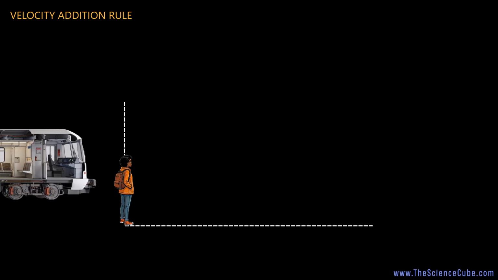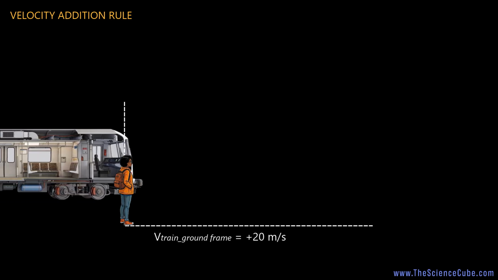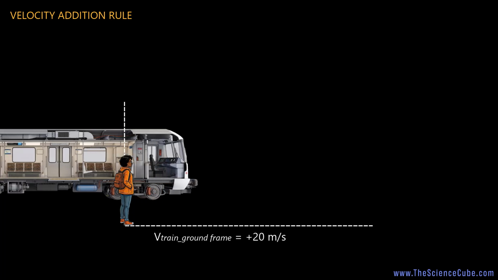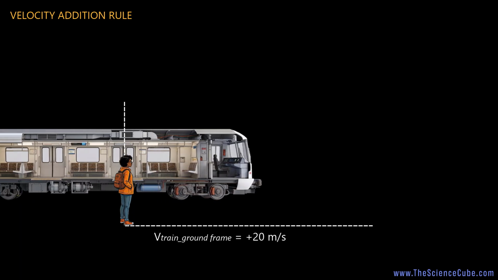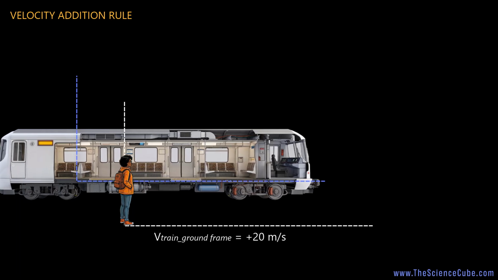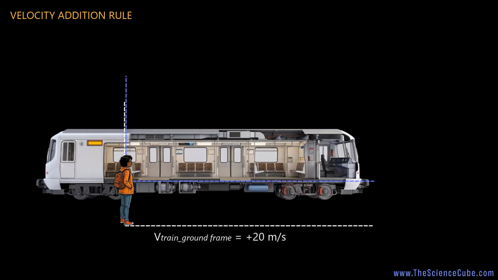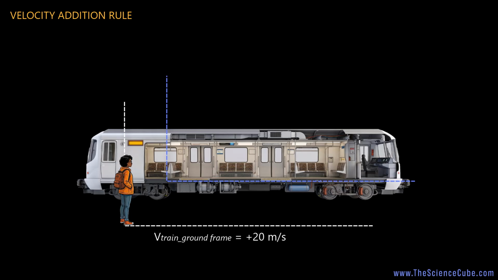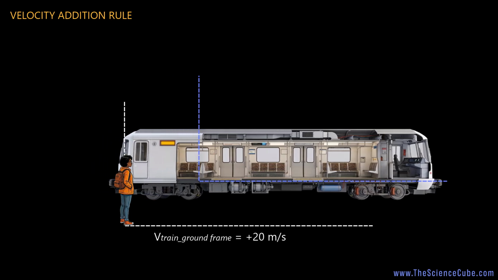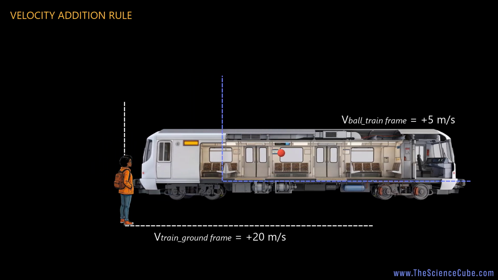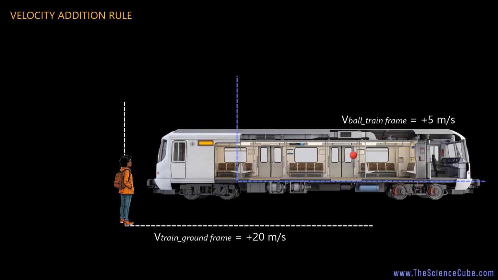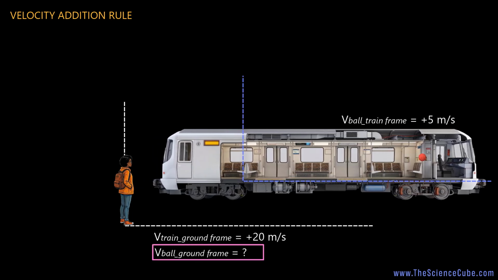A train moves past you at 20 meters per second to the right, which I'll call the positive direction. Call the train's frame T. A person on that train throws a ball forward relative to the train at 5 meters per second. What is the velocity of the ball as you measure it from the platform? Intuition says 25 meters per second to the right, and that intuition is exactly right.